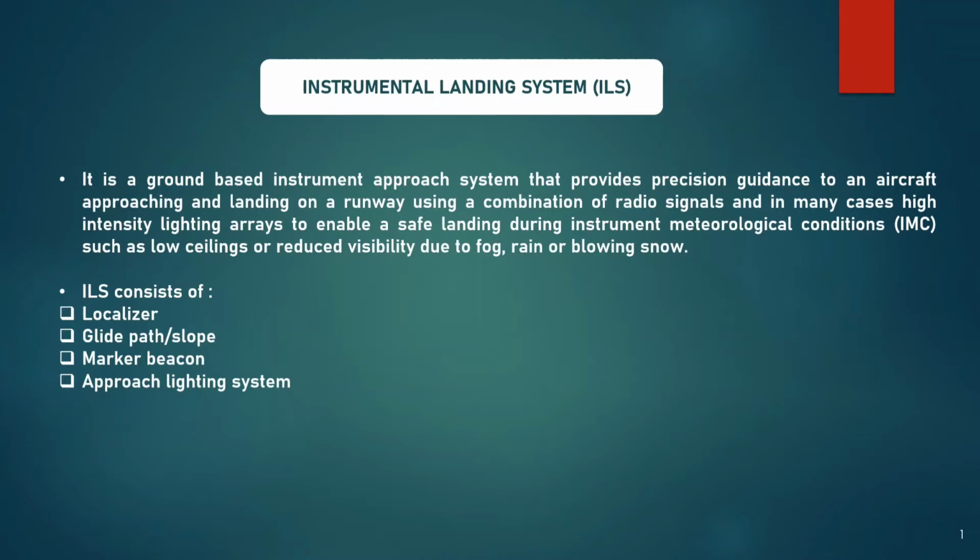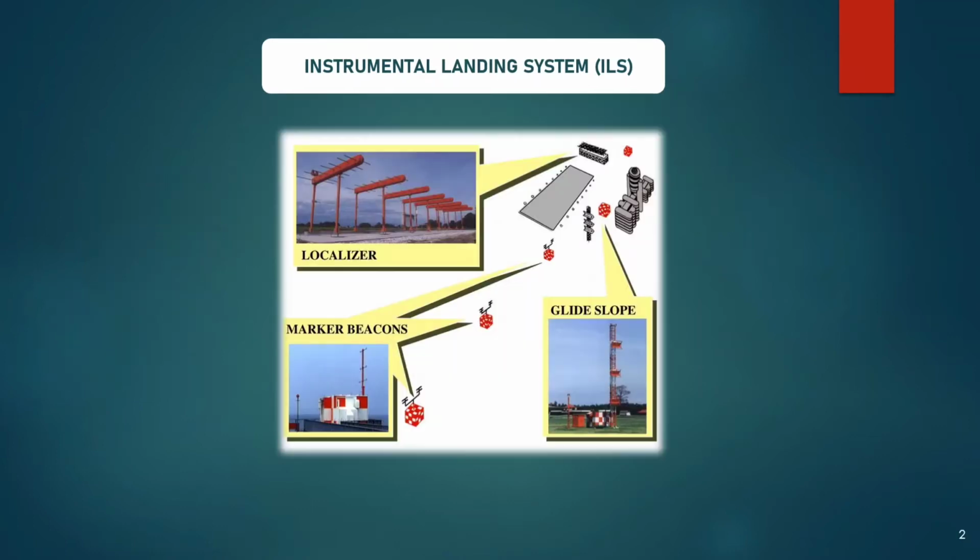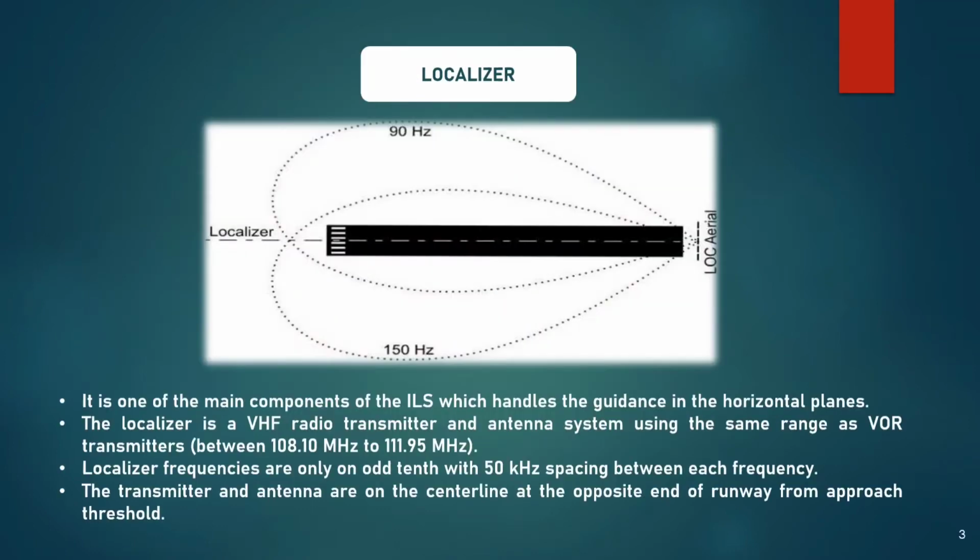ILS consists of localizer, glide path or slope, marker beacon and approach lighting system. Have a look at the picture of the instrument landing system. Localizer. It is one of the main components of ILS, which handles the guidance in the horizontal plane.